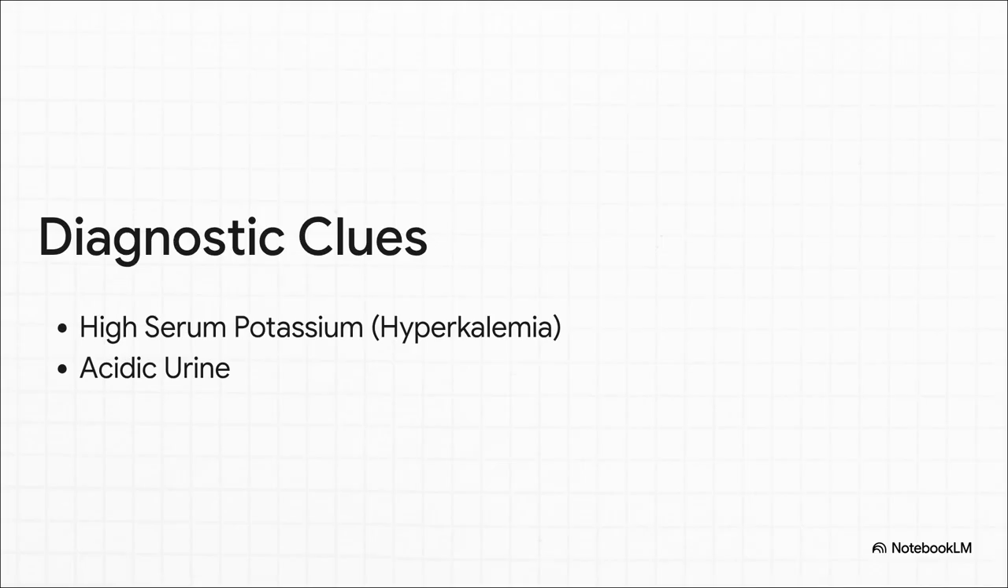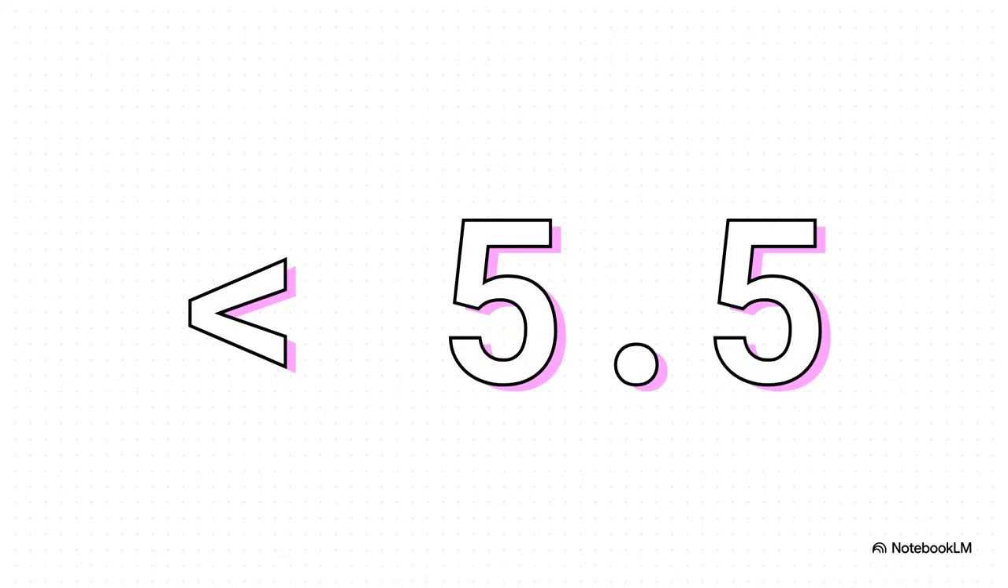So the diagnostic clues here are basically the mirror image of type 1. The absolute defining feature is high serum potassium, hyperkalemia. And because the tubules can still secrete some acid, the urine is actually acidic. That's right, the urine pH is low, less than 5.5.